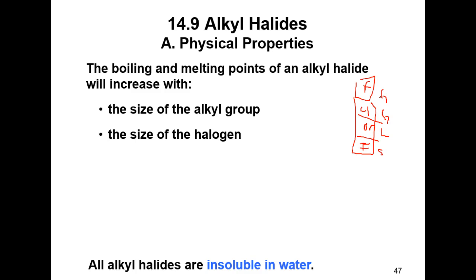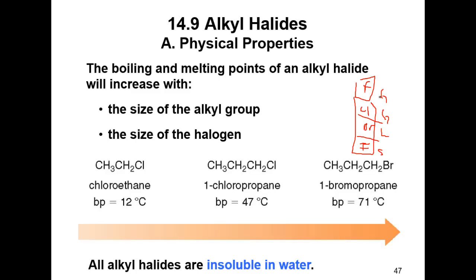All right, all alkyl halides are insoluble in water. It doesn't matter how many carbons you have. So look at this comparison. Here I have a chlorine, with two carbons and with three carbons. Obviously, as I get a bigger alkyl group, my boiling point goes up, 35 degrees.